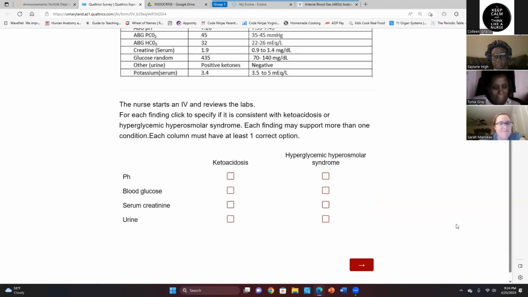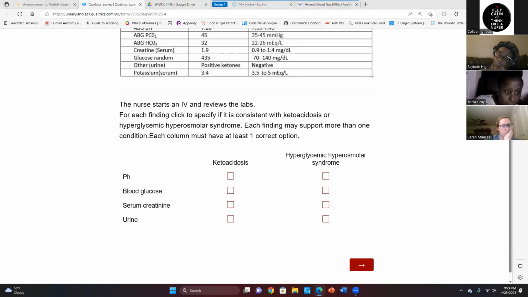All right, so the nurse starts an IV and reviews the labs. For each finding, click and specify if it's consistent with ketoacidosis or HHS, hyperglycemic hyperosmolar syndrome. Each finding may support more than one condition, and each column must have at least one correct choice.